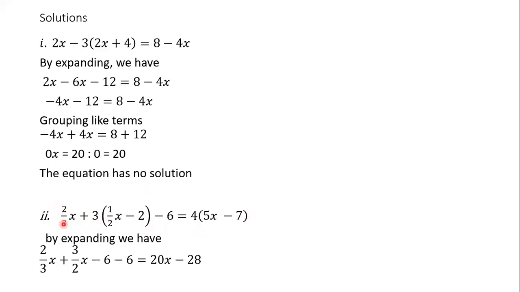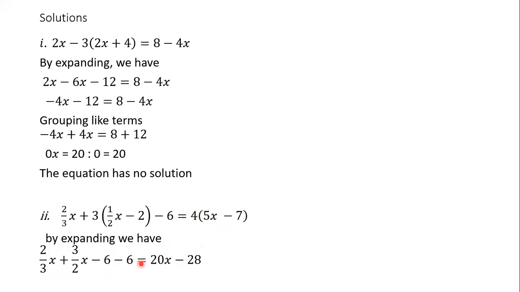So we have 2 over 3x plus, now 3 times 1 over 2x becomes 3 over 2x. Now 3 times minus 2 becomes minus 6. Now we continue, minus 6 here equal to 4 times 5x becomes 20x. 4 times 7 becomes 28. So we have now expanded, so no more bracket. But we are also having fractions.